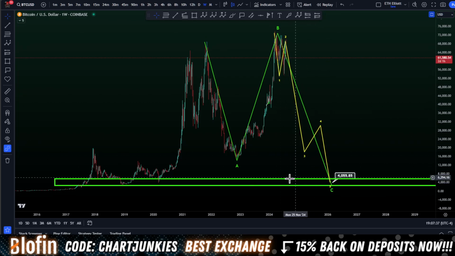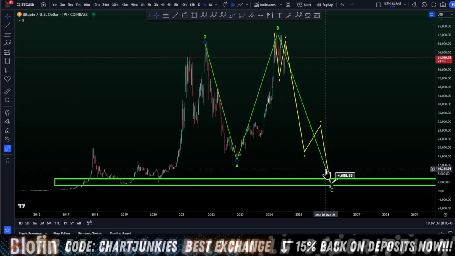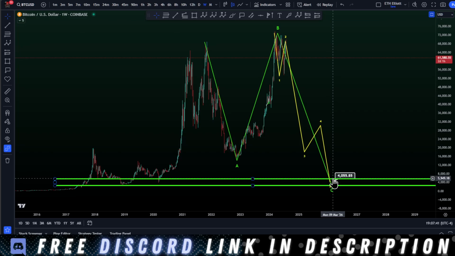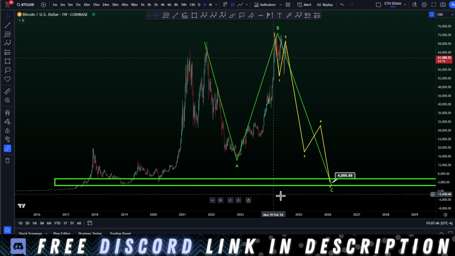You want to see everything retested. You want to see liquidity fully swept. You want to see blood in the markets. You want to see this hold this support. If this doesn't hold this support, I mean, Bitcoin's going to zero.